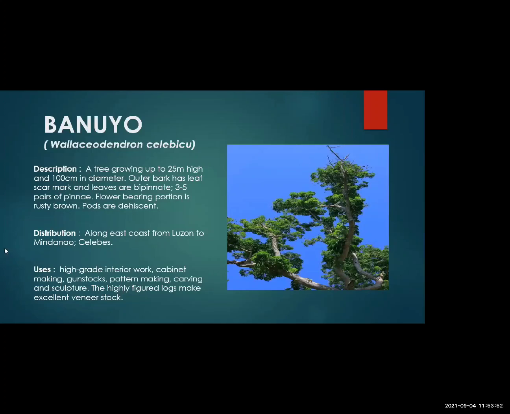Scientific name is Wallaceodendron celebicum. A tree growing up to 25 meters high and 100 centimeters in diameter. Outer bark has leaf scar marks and leaves are bipinnate, with 3 to 5 pairs of pinnae. Flower-bearing portion is rusty brown. Pods are dehiscent.